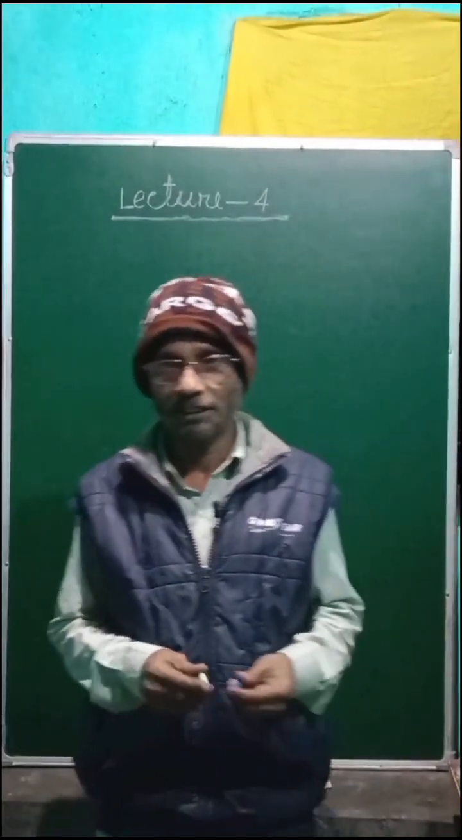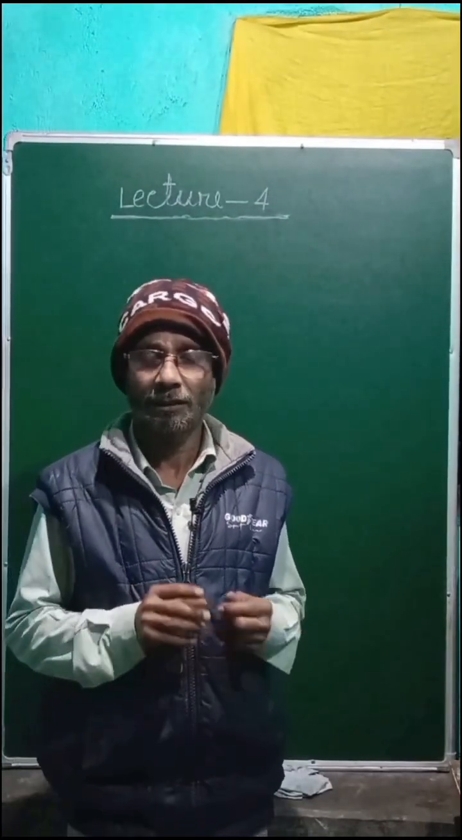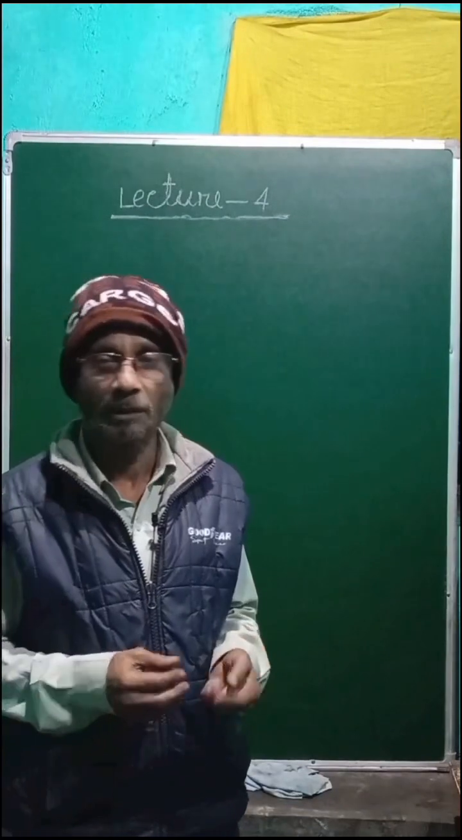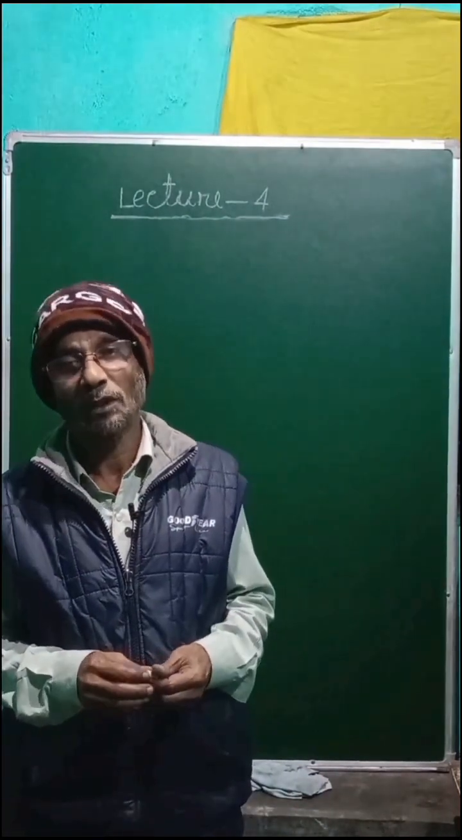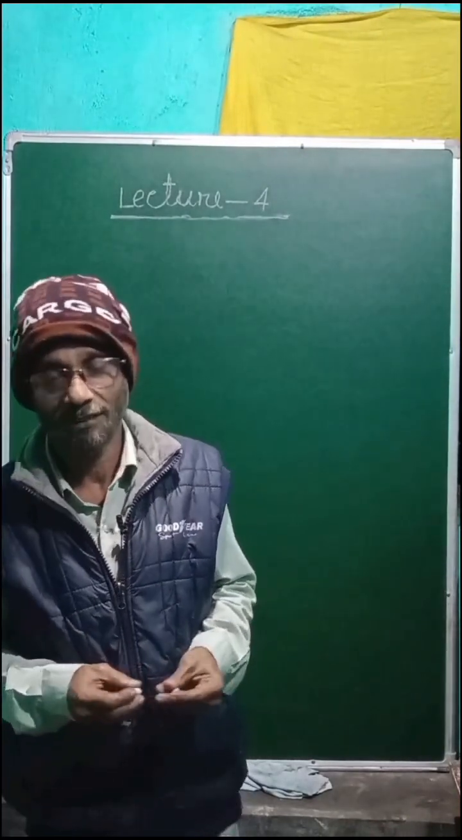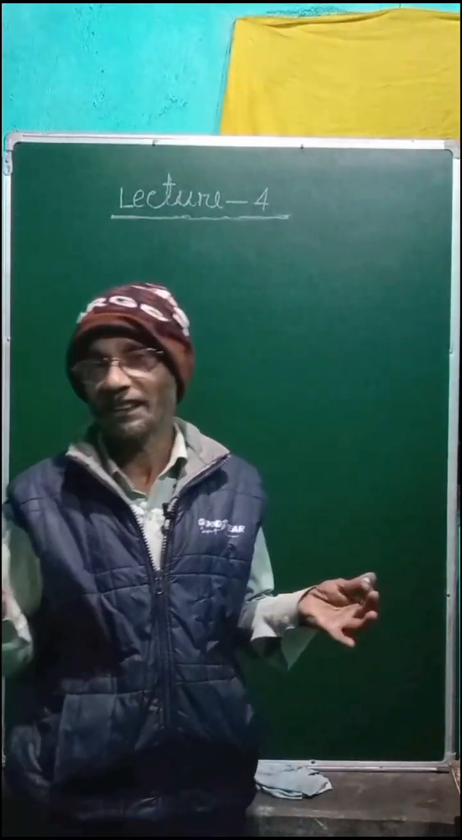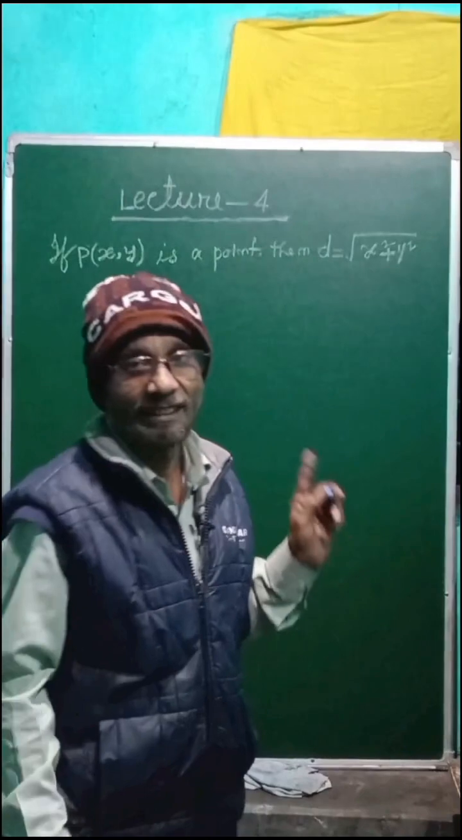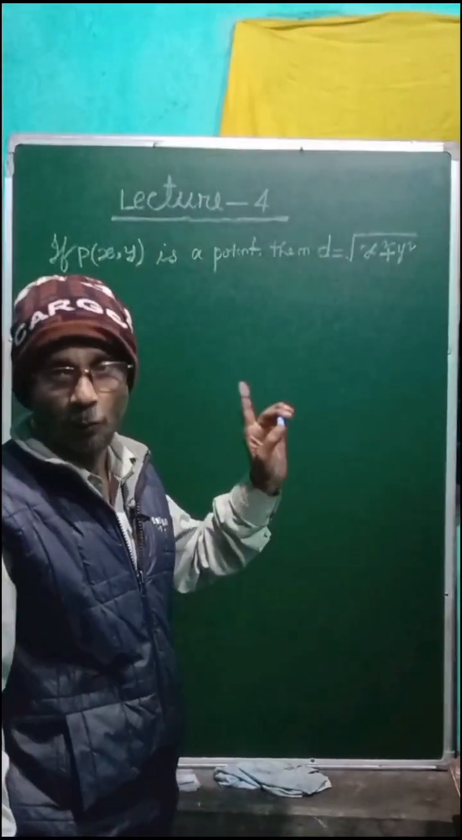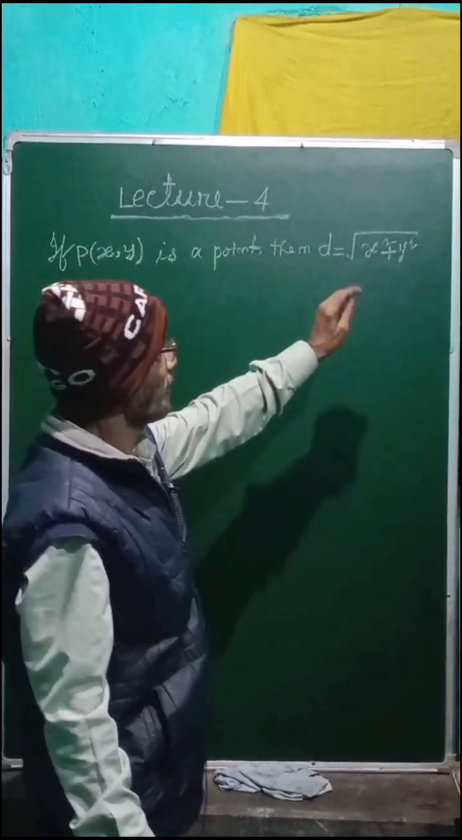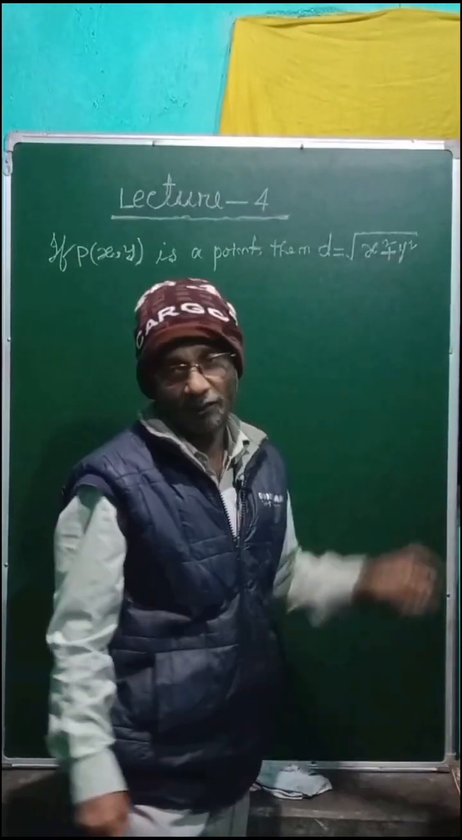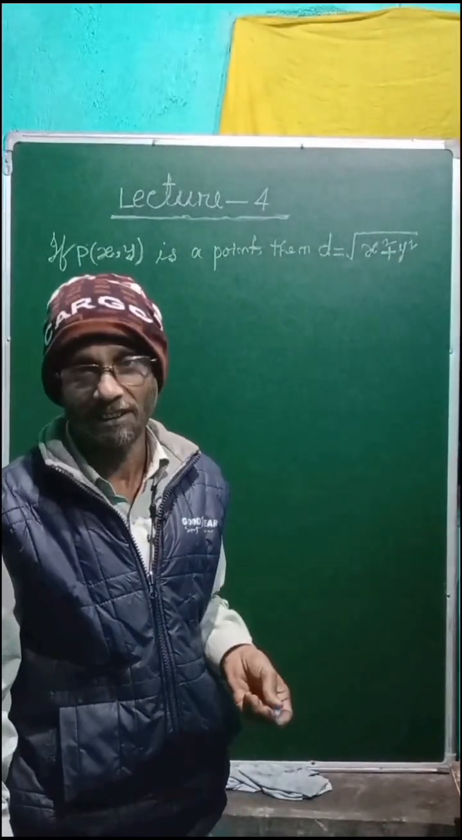Today's contents of discussion: the modulus of a complex number, the principal argument of a complex number, and the properties of modulus and conjugate of complex numbers. Modulus is very easy to understand. See here, if P is a point in a two-dimensional coordinate plane, then the distance d is equal to root over x square plus y square, which is a positive quantity.